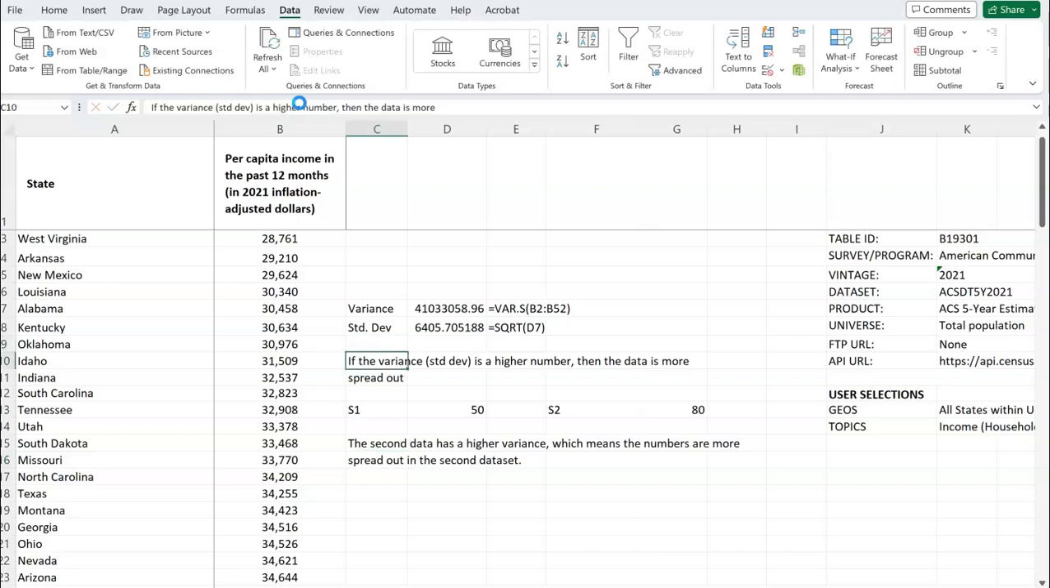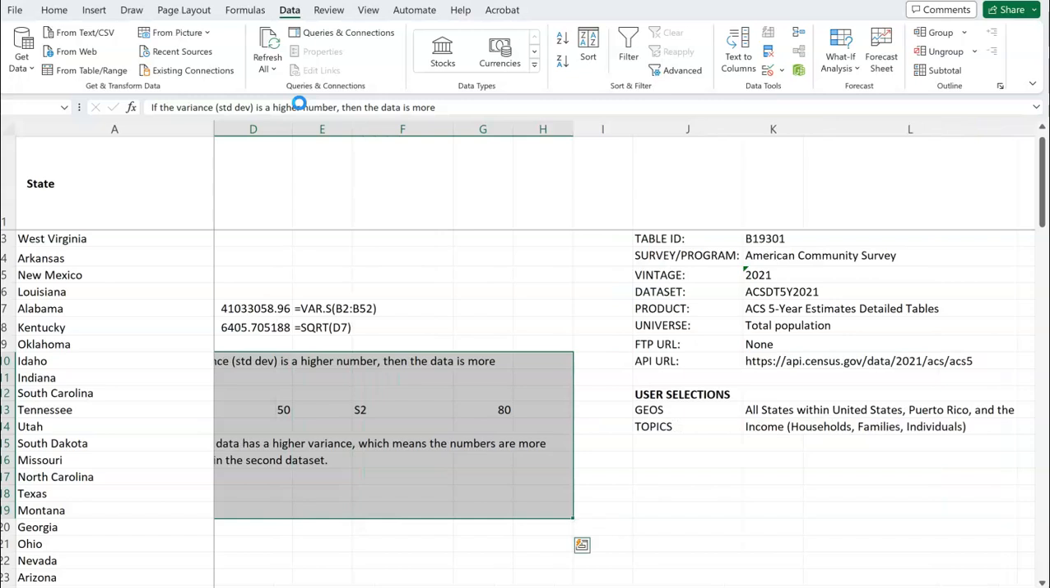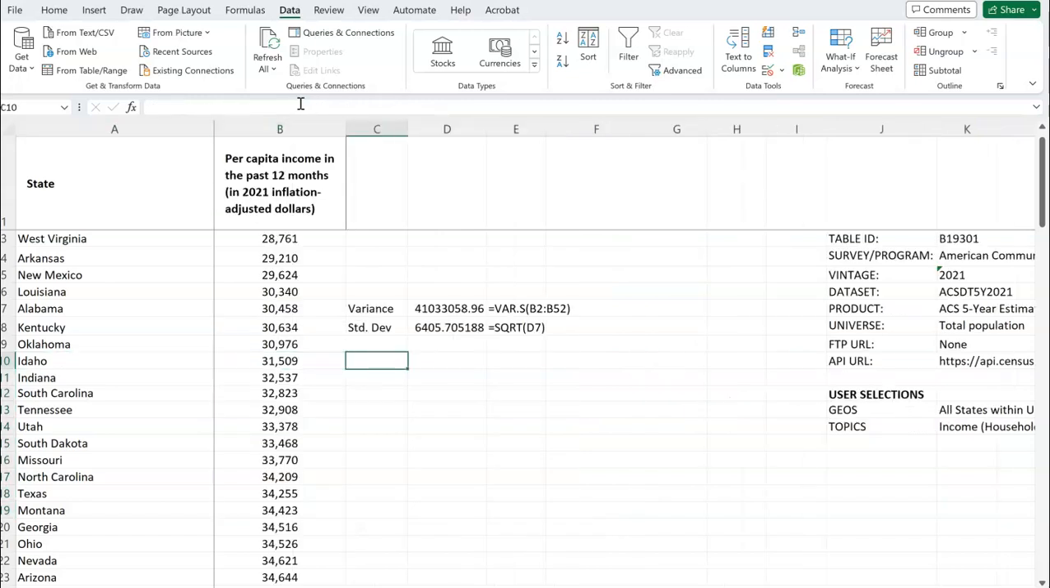So in our case, my standard deviation is 6,405. This value is of 2021. Now let's say in a couple of years I do the same exercise. Let's say in 2023, if I were to find the standard deviation of these numbers, and if the standard deviation is a lower number, then that would mean the numbers are getting closer to the mean.